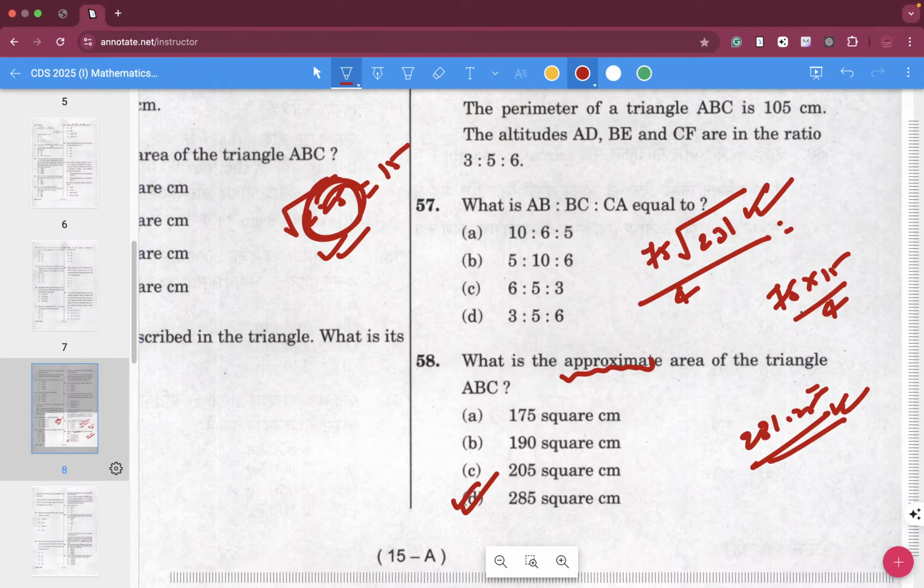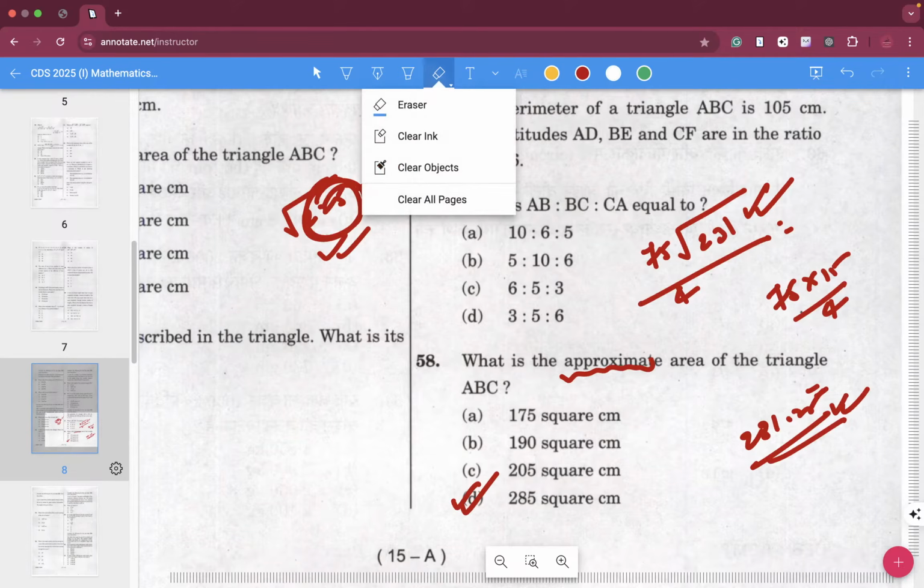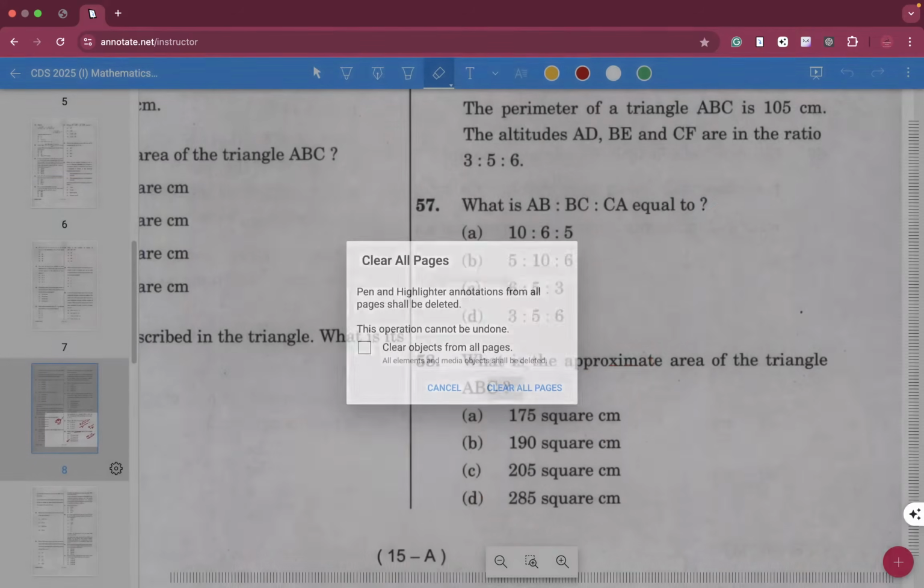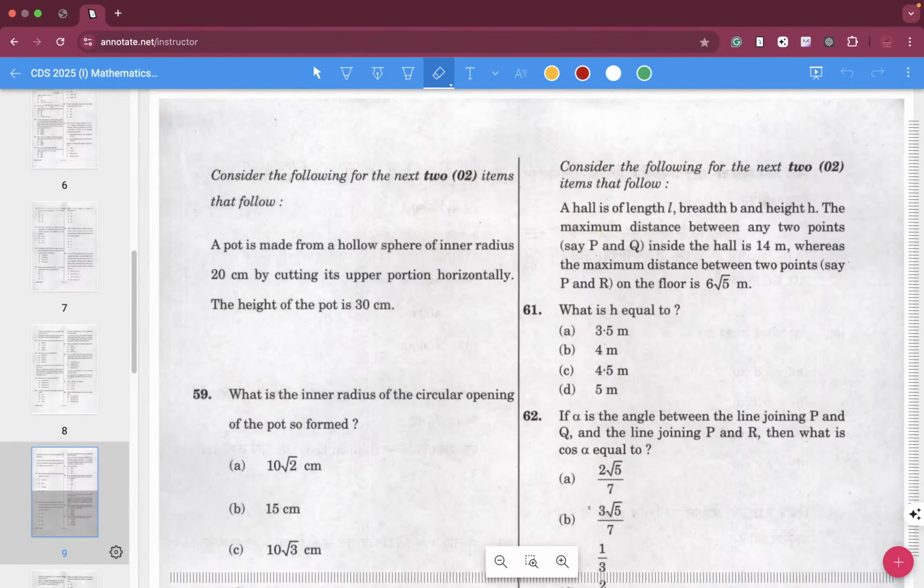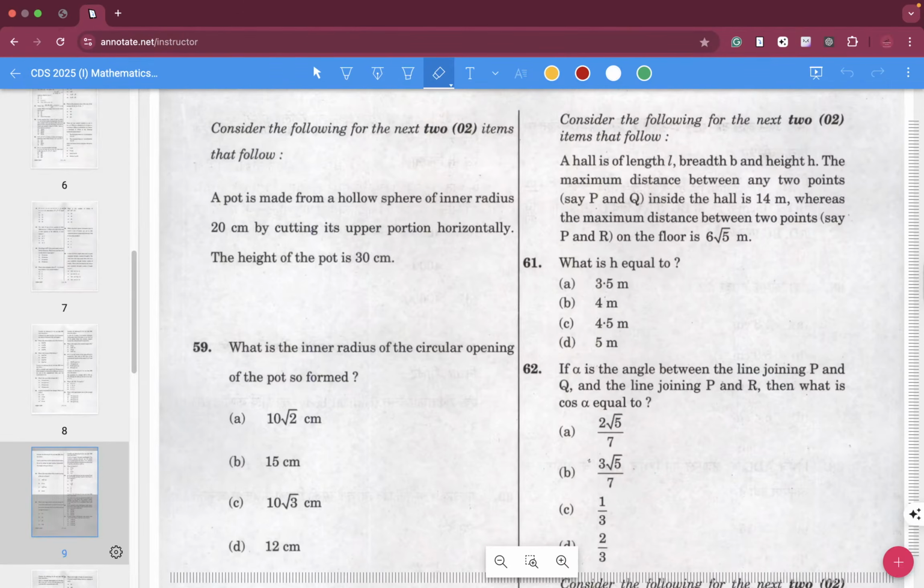So now we'll move to the next question, folks, right? So we'll clear this. Okay, consider the following for the next two items that follow.